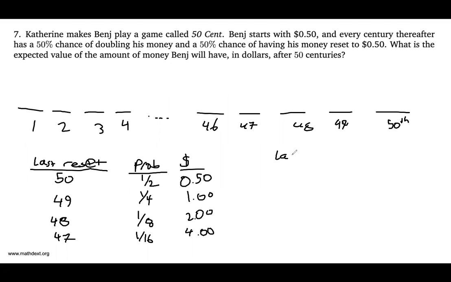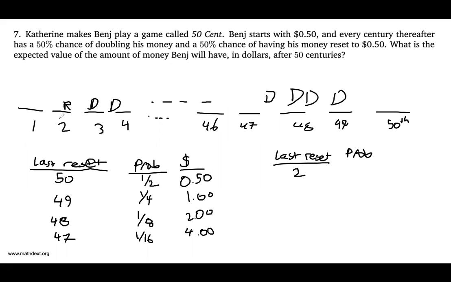So for example, if the last reset occurred in spot 2, meaning that Benj got incredibly lucky and doubled 48 times after this, then the probability that that happens is the probability that he reset on turn 2 and then got 48 straight doubles. That happens with probability 1/2 to the 49. And how much money does he get? Well, he had 50 cents and then he doubled it 48 times. So 50 cents times 2 to the power 48.